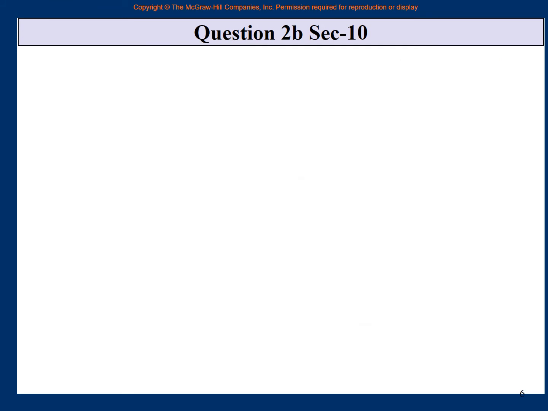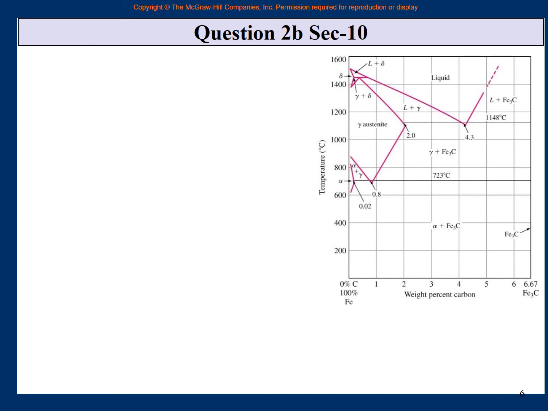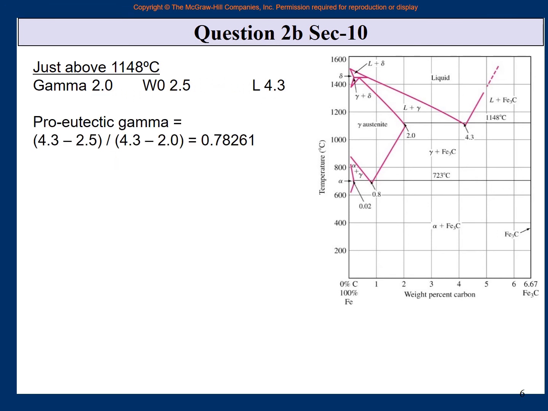So let us see. I am just repeating the diagram, and this is the tie line above 1148. Above 1148, on the left is 2, in the middle is 2.5, and on the right is 4.3. On the right is liquid, on the left is gamma austenite. So this is gamma. If you want to find the mass of gamma, then it is this minus this upon this minus this. Therefore, pro-eutectic gamma is 4.3 minus 2.5 upon 4.3 minus 2, whatever it comes out to be.